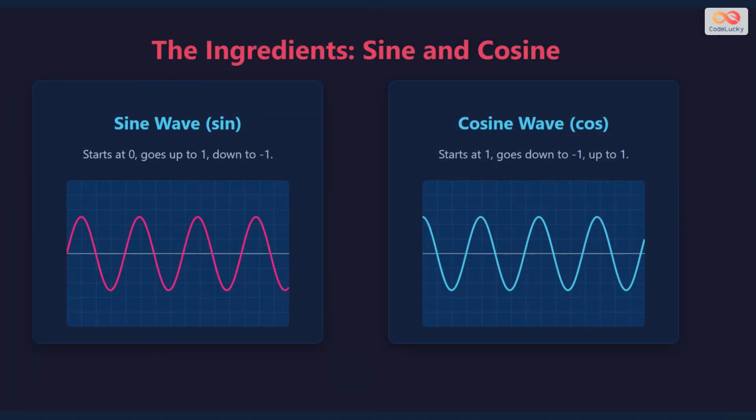Those ingredients are the sine and cosine waves. These are the fundamental building blocks of oscillation. A sine wave starts at 0 and a cosine wave starts at 1, but both oscillate smoothly between -1 and 1. They are pure, single-frequency tones.